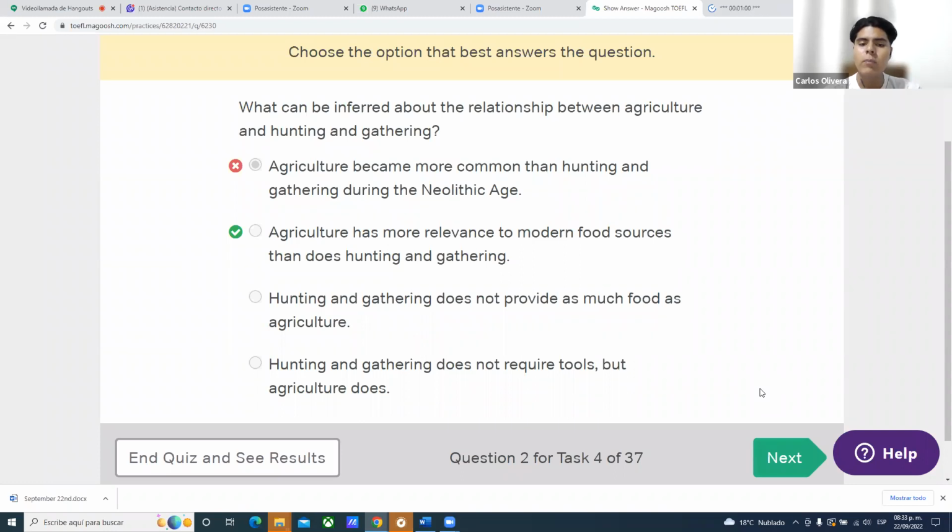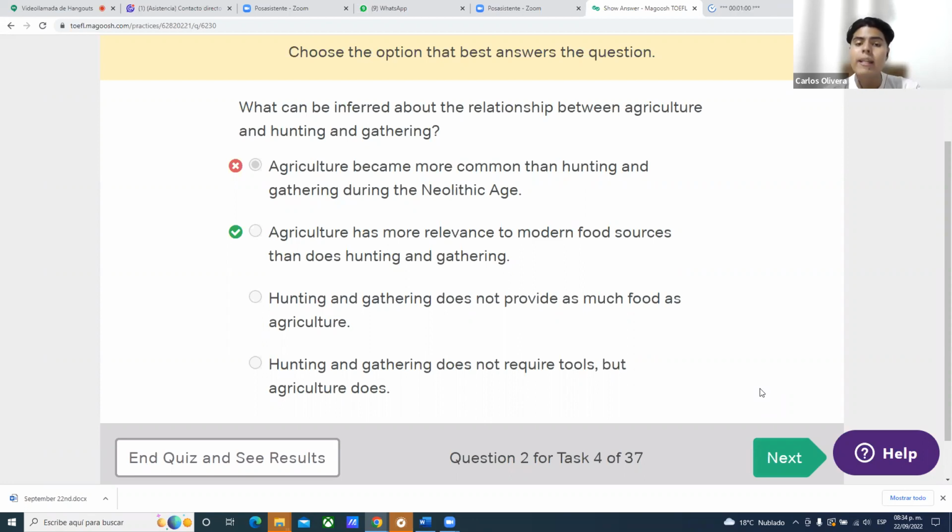So as you can see in this case, the correct response is not this one, because actually the professor said that hunting and gathering were disappearing in the Neolithic age, if you pay attention to this one. But you were not actually required to know this because, as I say, paying attention to these specific details is not necessary. But the lecturer said that these activities disappeared at this particular time and that agriculture began to be the dominant activity of human production during the Neolithic age, all right? So the second one, agriculture has more relevance to modern food sources than does hunting and gathering. This is the correct answer, and you know why?